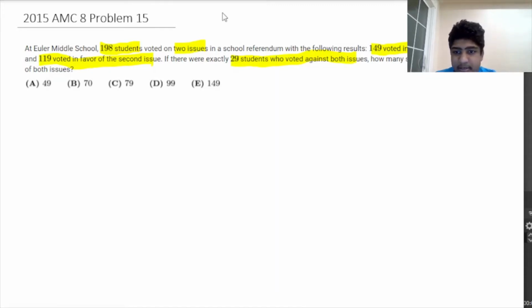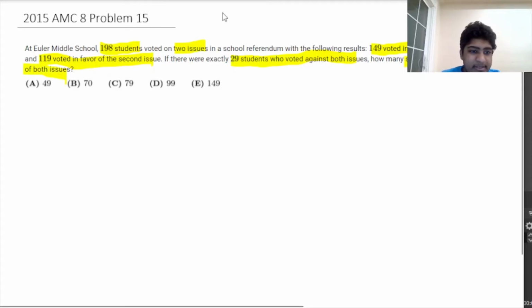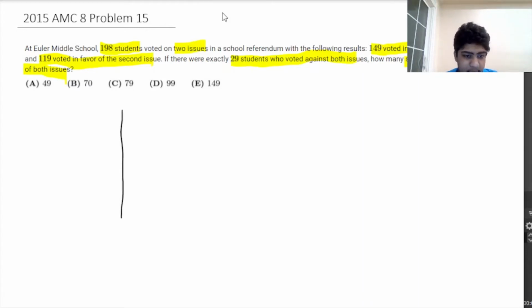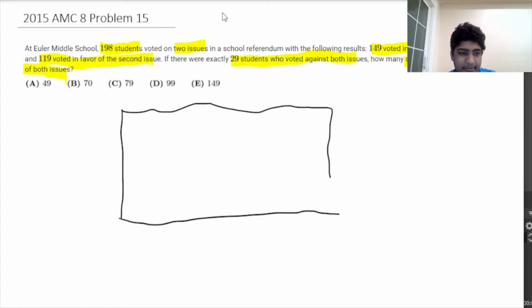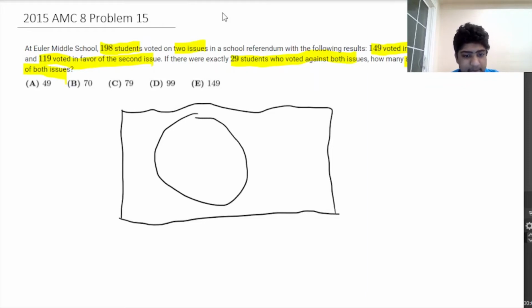So we are trying to find out the number of students who favored both. And to do these sorts of problems where we have different categories of people or objects that might intersect, we generally have a Venn diagram. So let me just draw this box. This box represents all of the students that voted. And inside of this box, we'll have two circles.